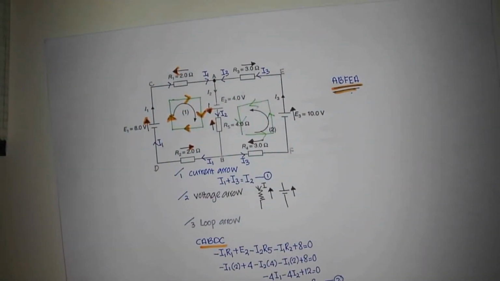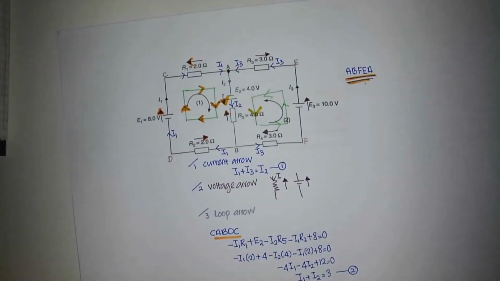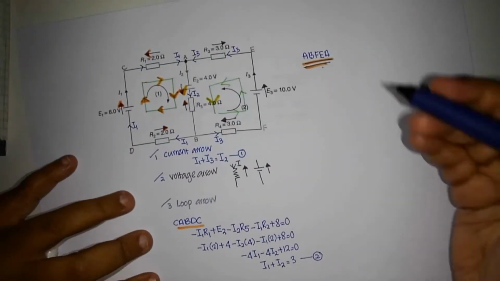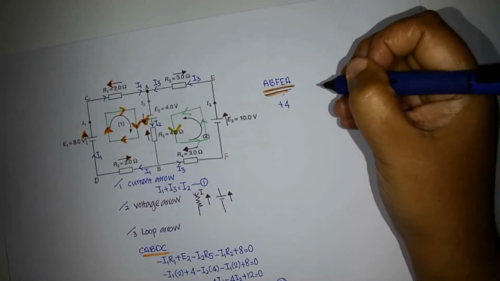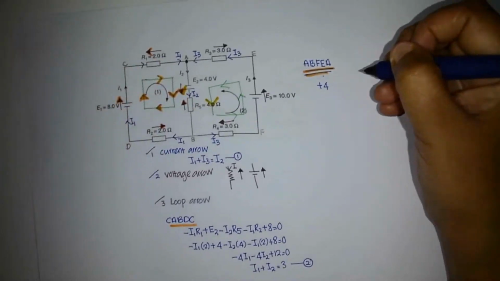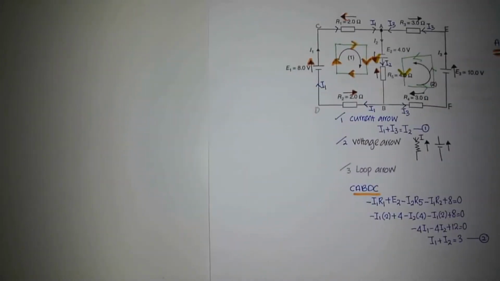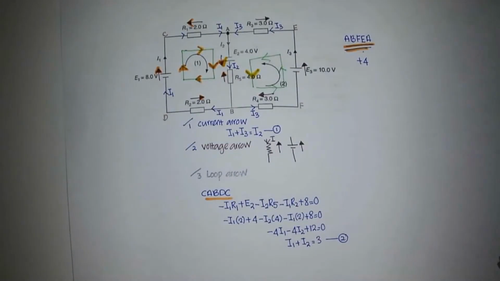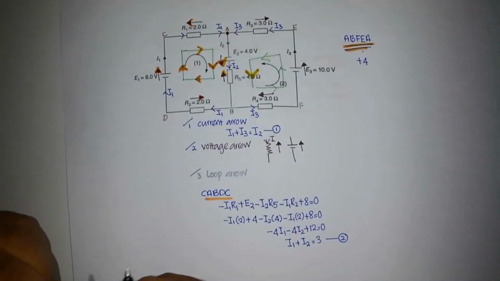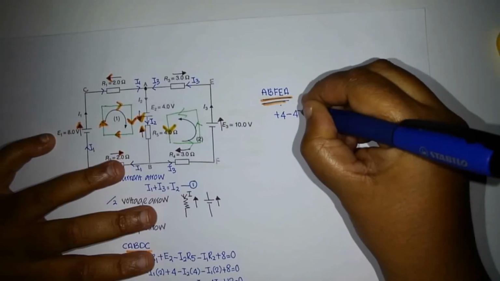I'm going to take a different color pen. The direction is the same as the loop, so it will be positive 4. I'm going to substitute the values straight in. Positive 4. Then I come and follow here. What is the direction? Opposite. The direction is opposite, so minus 4I2.